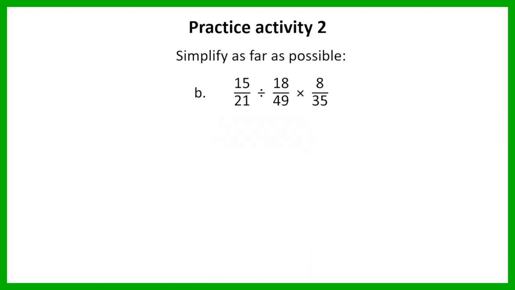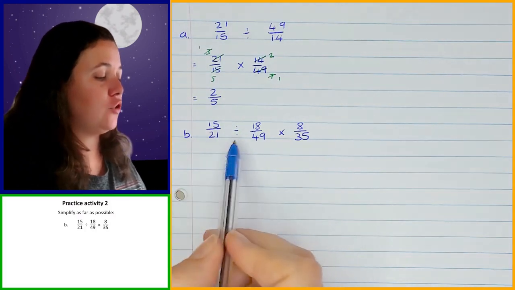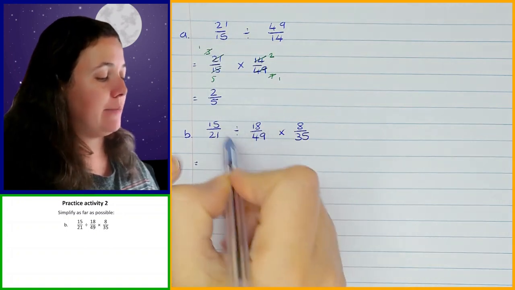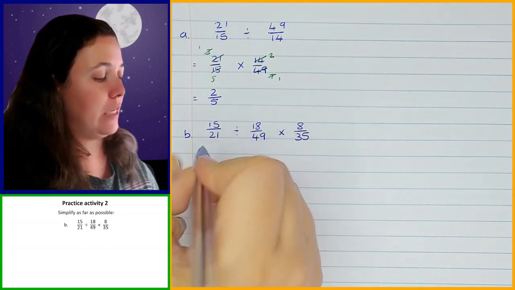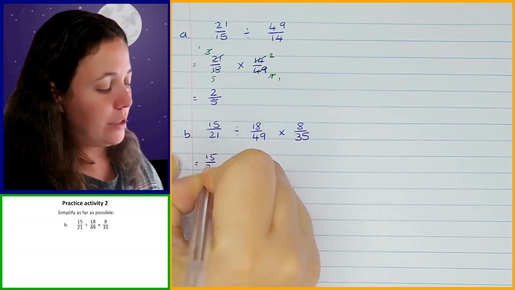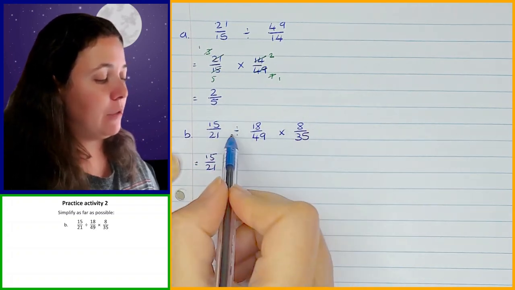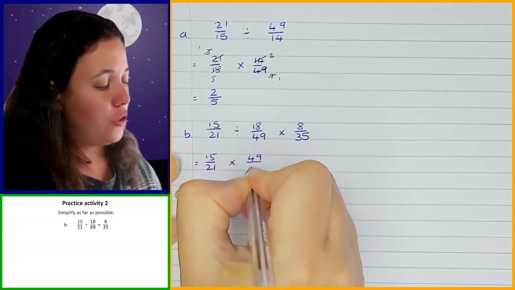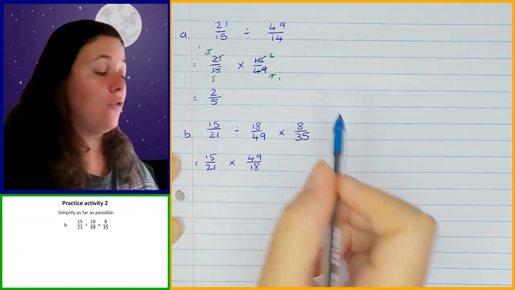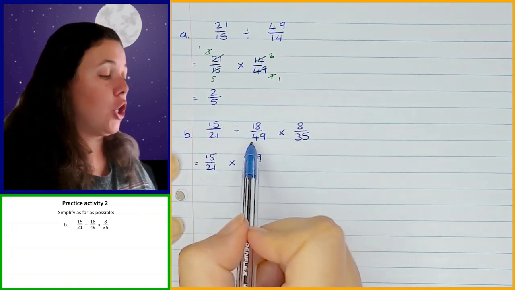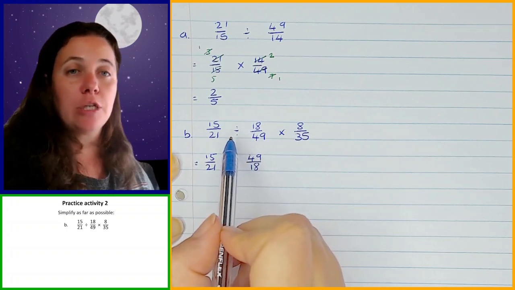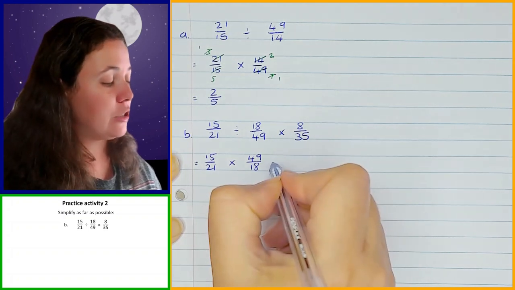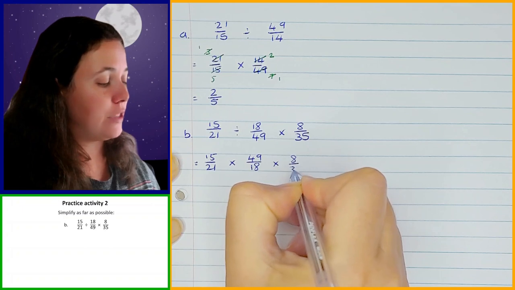Okay, so let's go through that question. So here, the first thing you have to do is tip and times. There's nothing to change to mixed or improper fractions. So I'm going to tip and times over here where I've got the divide, 18 over 49. So I've got 15 over 21, that doesn't change. Times, I'm going to change that to a times sign and then tip this over, 49 over 18. And then this one, be careful, this does not change. It's only the fraction that is directly after the divide sign that's going to tip over. So you're not going to change the 8 over 35 because it's after a times sign, it's not after a divide sign. So I'm going to keep that as it is, times 8 over 35.